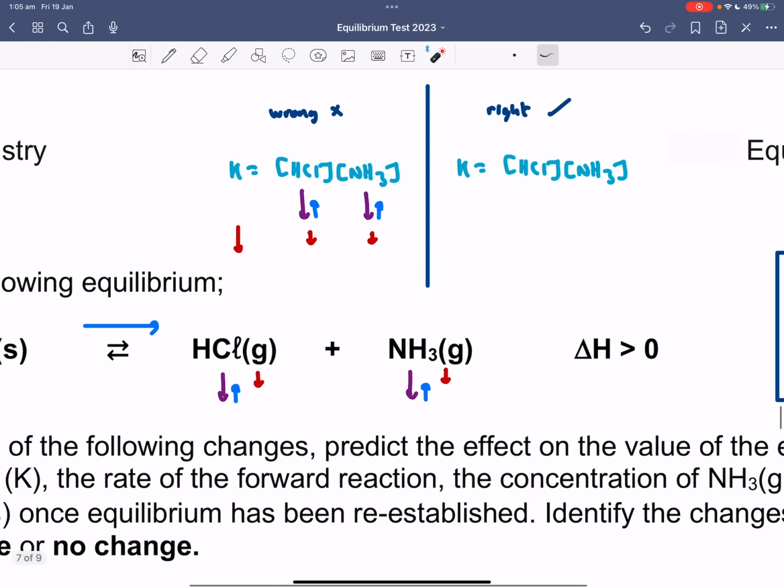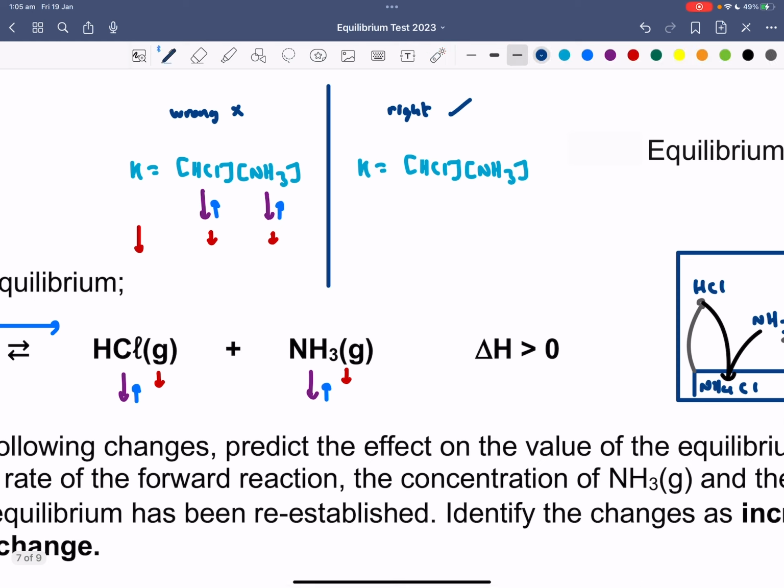So this is what I'm trying to say. What I'm trying to say is, yes, we increase the volume, aka decrease the concentration of HCl, and decrease the concentration of NH3. Now what I'm claiming is that it must come back up all the way, which means at the end of the day, there is no change in the concentration of HCl, and there is no change in the concentration of NH3.